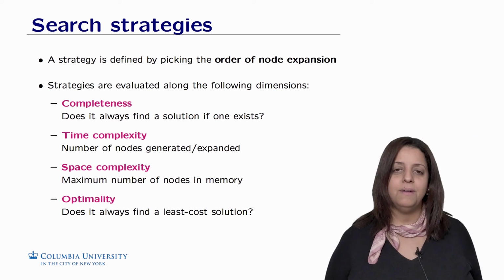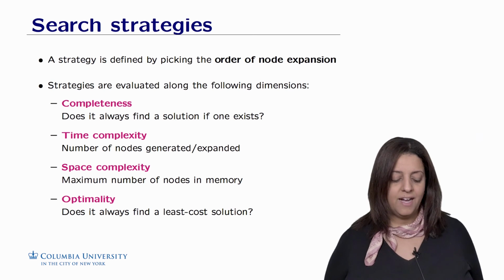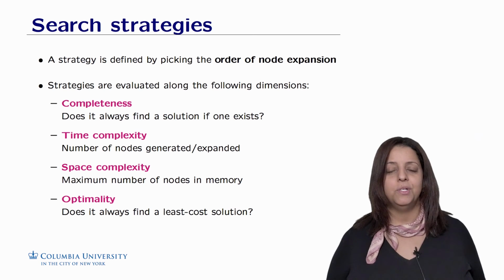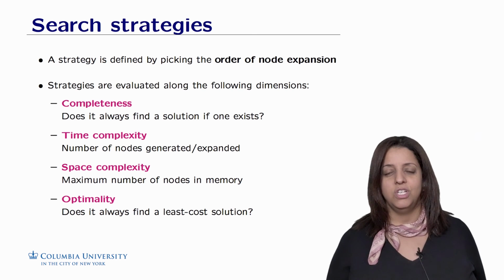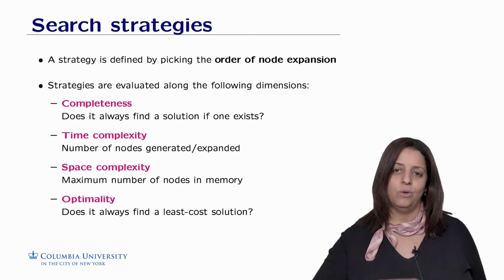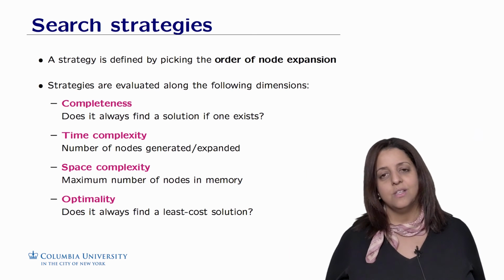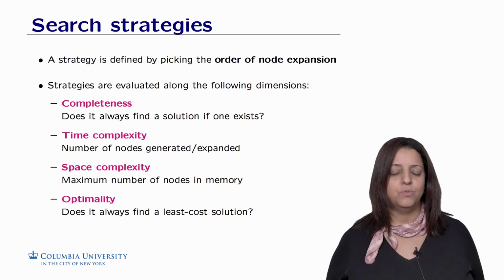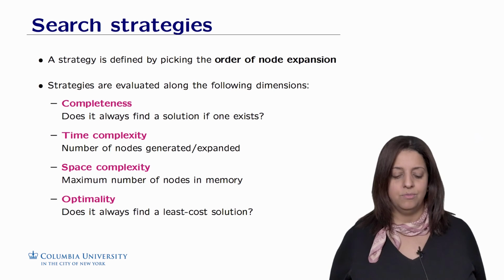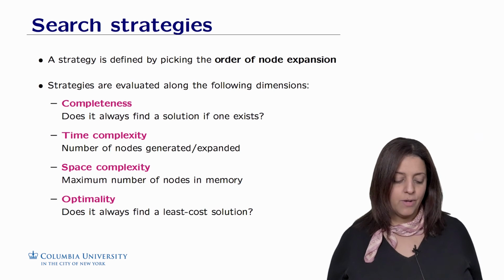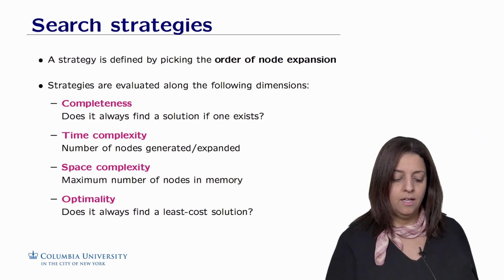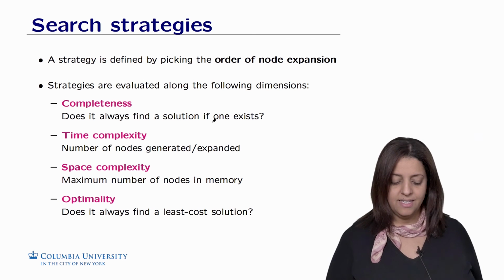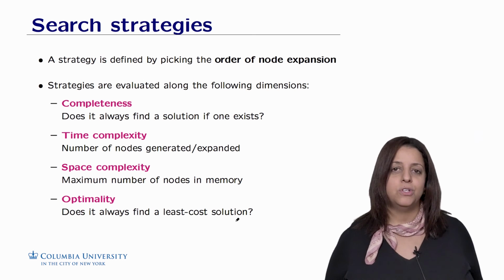And finally, optimality: do we always find the least cost solution? If you go from San Francisco to Chicago, we don't want to go all over the place, through New York, and then back to Chicago. For example, the cost could be the number of kilometers spent on the road. We aim not only to be complete and find a solution, but also to find the least cost solution, which makes our search optimal.